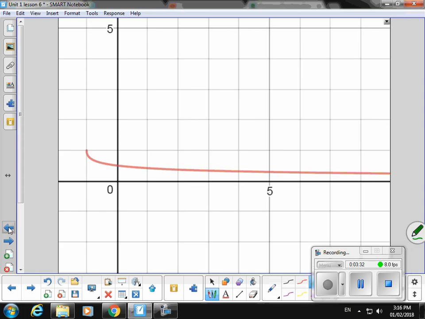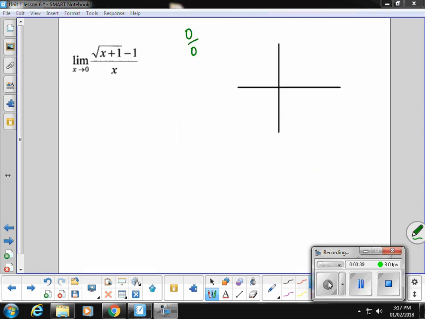Graphing calculators are fine too. We have a function that looks like that. Zooming in didn't go so well, but I do know that there is a problem when x equals 0. So I have a function that looks like that. Technically, it's just not showing really well on my technology. So this is my function. Where x approaches 0, I know that there's a problem.